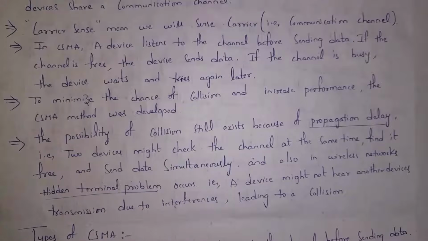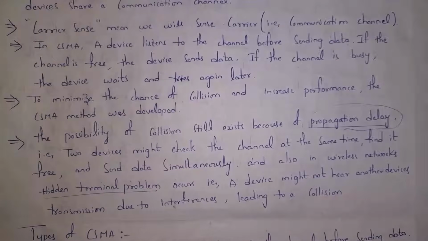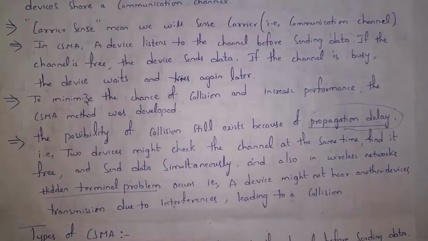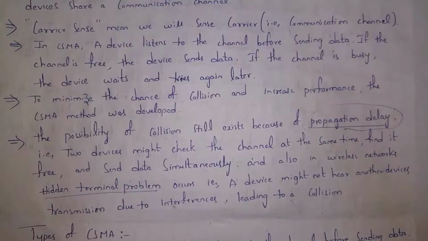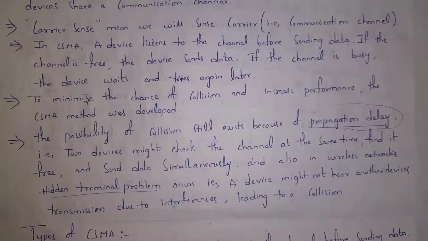In CSMA protocol, still collisions will occur because of propagation delay. I will explain what is propagation delay. For example, two devices want to send data at the same time. So two devices will check the channel at the same time. As two devices are checking the channel at the same time, they will identify that the channel is free. As the channel is free, two devices will send data at the same time. So collision will occur. This is the meaning of propagation delay.